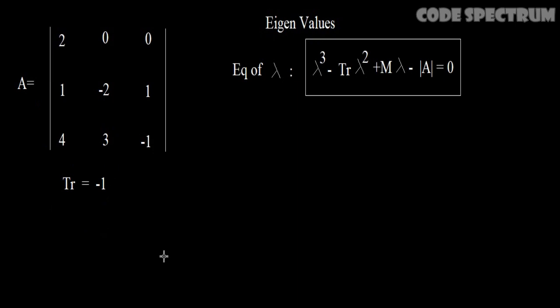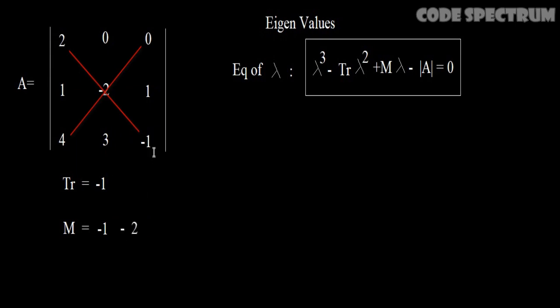What about the minor? For calculating the minor, take the first diagonal element, which is 2, and cancel the row and column for 2, and take the minor, which is minus 2 and 1, 3 and minus 1, and cross multiply each one of them and place a negative sign in between to get the value. Similarly, you take minus 2, and what is the minor of minus 2? Cancel row number 2 and column number 2, and you get 2 into minus 1 minus 4 into 0, which gives you minus 2.